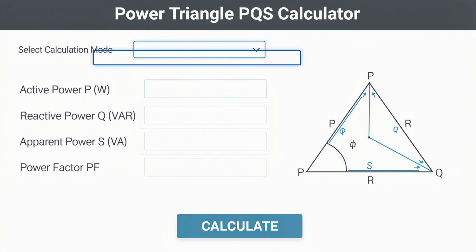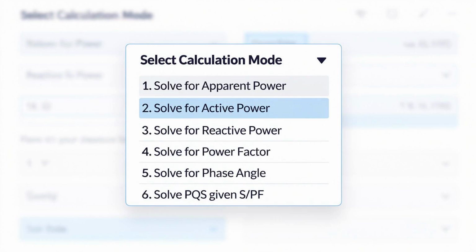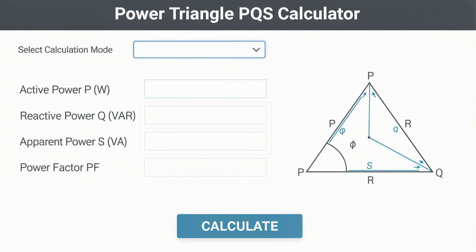First, you'll see the drop-down menu called Select Calculation Mode with 6 options. Solve for apparent power given P and Q. Solve for active power given S and Q. Solve for reactive power given P and S. Solve for power factor given P and S, solve for phase angle given P and Q, and solve PQS given S and power factor. For this demo, I've selected solve for apparent power given P and Q.